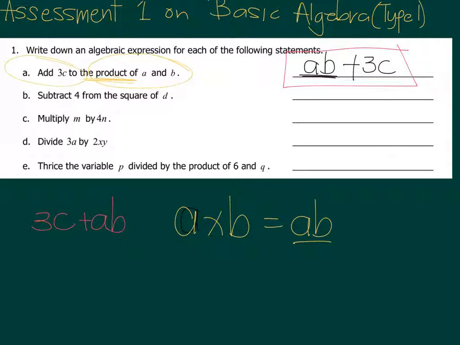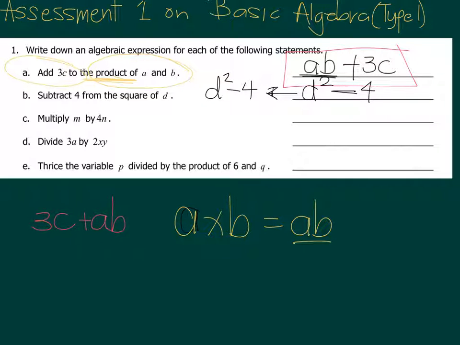Okay, next is we need to subtract 4 from the square of d. Again, look at the whole statement and try to understand what the statement is saying. It says you subtract, so minus sign. So what are you going to subtract? You're going to subtract 4 from the square of d. The square of d is expressed as d squared. So the final expression is d squared minus 4.